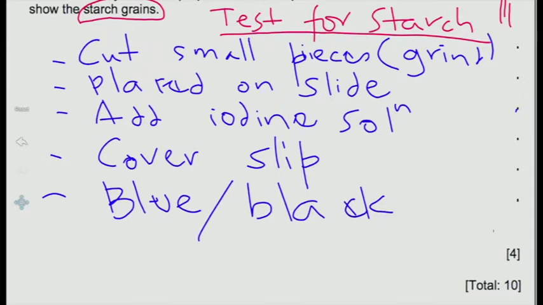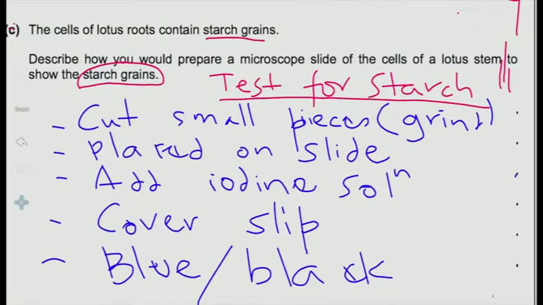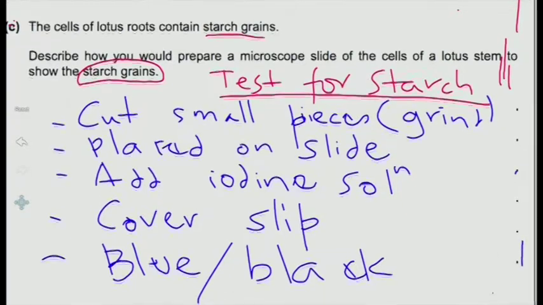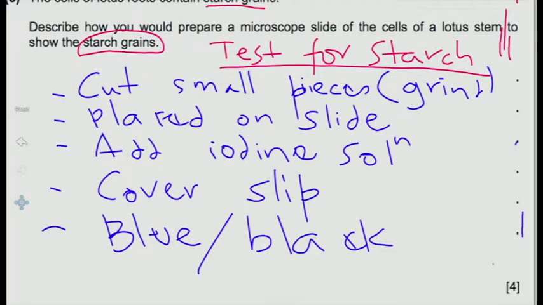So these are the steps. It's 4 marks. We've mentioned 5 points. Let's go through the points again. Starting with the question: describe how we prepare a microscope slide of the cells of a lotus stem to show the starch grains. Point number 1, you cut the stem into small pieces, or you grind them. 2, place them on a slide. Point number 3, add the iodine solution. Step 4, place a cover slip. Step 5, if the color changes blue black, it means starch is present.